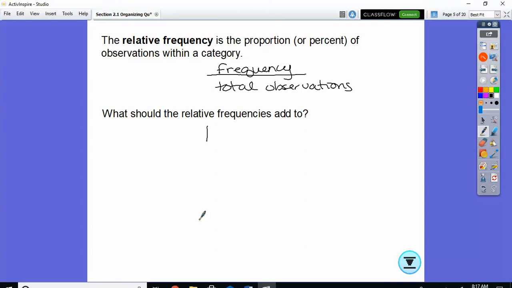Now, it is possible that it may be very, very close to 1, but not equal to 1 exactly. How could that happen? Rounding error. When you divide two numbers, does it always come out evenly? No. If it's got 15 decimal places, I'm not going to make you record all 15. You're going to round. So it could add up to 0.9999 or something like that. You might have a little bit of error there, but it should always be very, very close to 1 if it's not exact.